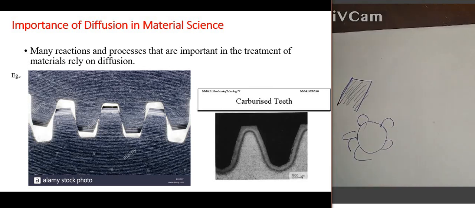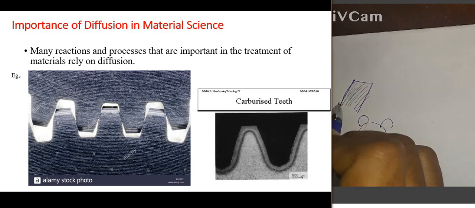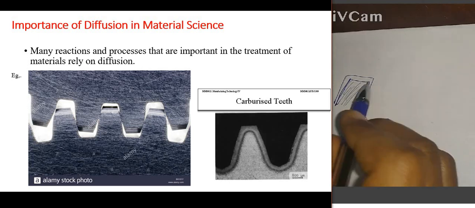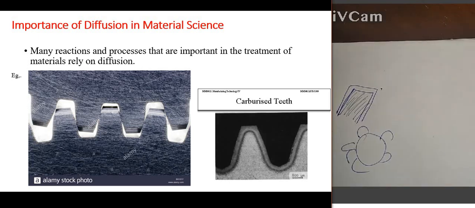If you use a very soft material for making this gear, then the tooth will not be hard, and there will be wear in this tooth when the gears mesh during the power transfer.